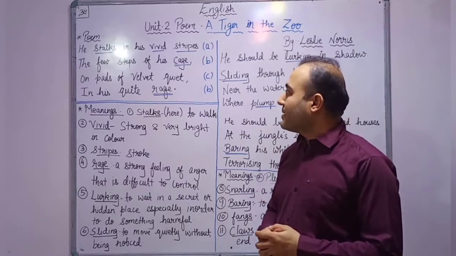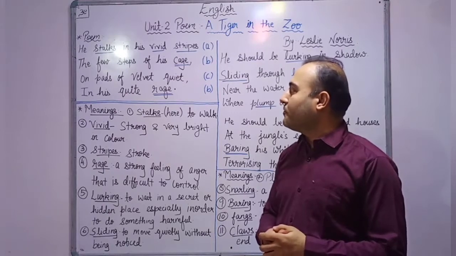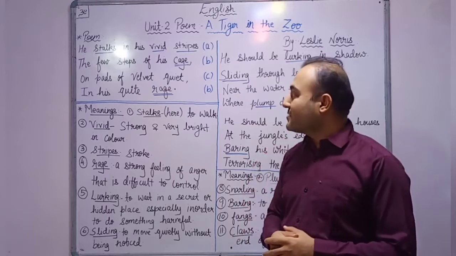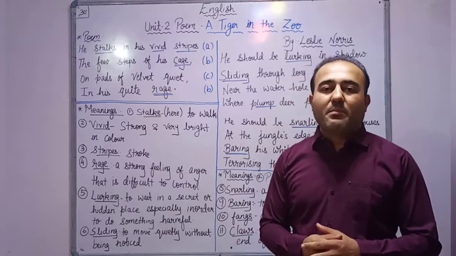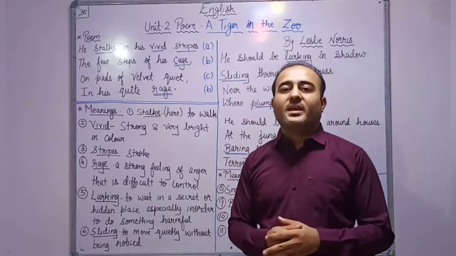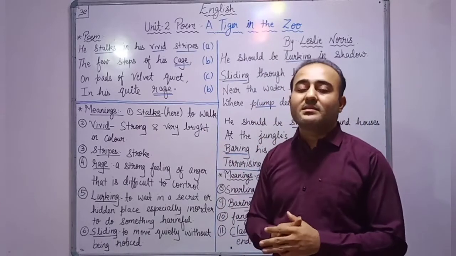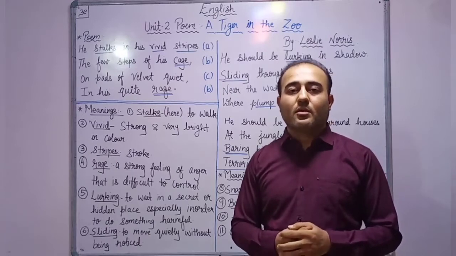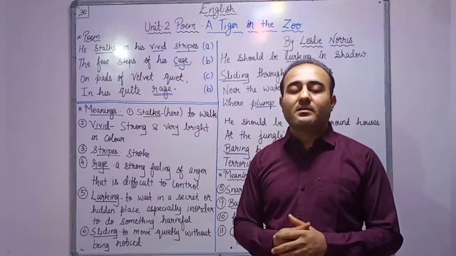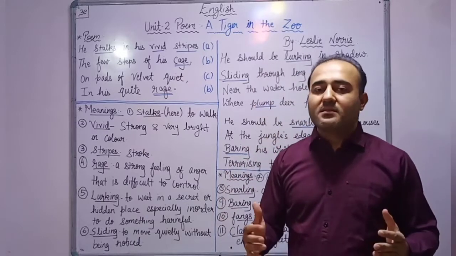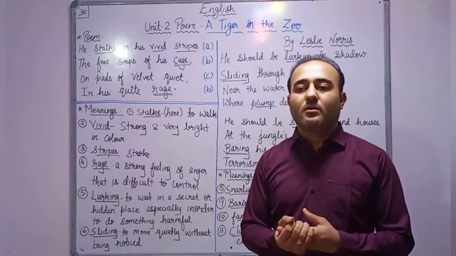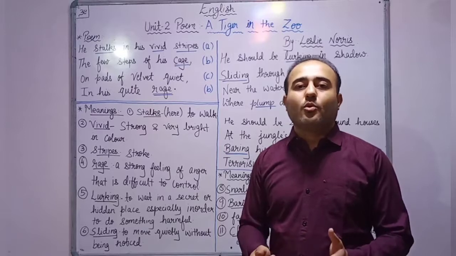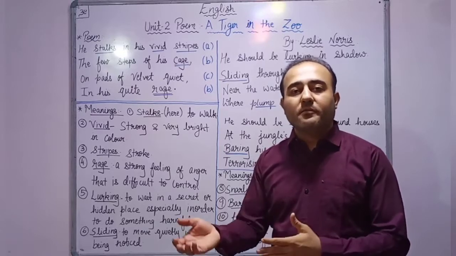Then the few steps of his cage, on pads of velvet quiet. Through these lines, the poet explains that the tiger is able to walk only a few steps in his cage on his velvet soft feet. The reason for this is the size of the cage. As the tiger is a very huge animal, but the cage is very small, it merely takes a few steps and the size of the cage gets over.